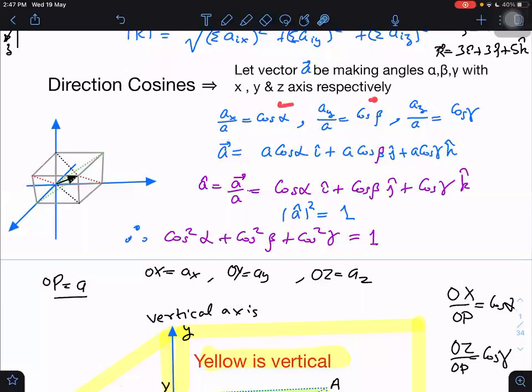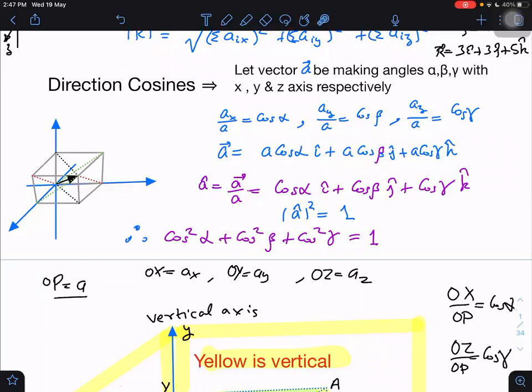Observe, I'm not taking any of these things as sine, because alpha is the angle with the x-axis, beta is the angle with the y-axis, and gamma is the angle with the z-axis. When I take those angles only, then I never have to take a sine term. This cos term will be enough for me. Now, once you know this, you can write A as A cos alpha i cap plus A cos beta j cap plus A cos gamma k cap, or not?